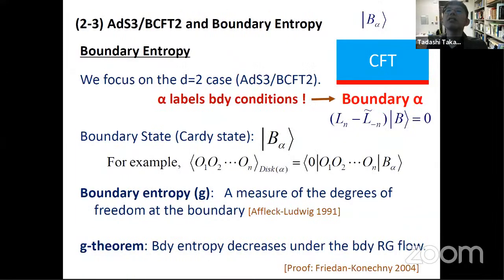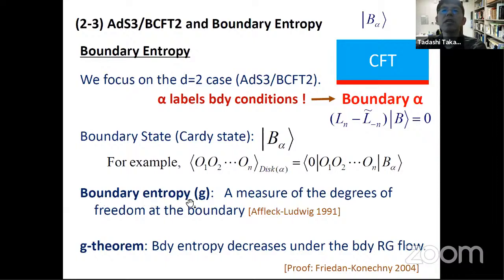And then we can think of a particular example. The simplest example is AdS3 and BCFT2. And there, the entanglement entropy is related to a very important quantity called boundary entropy, which is a kind of analog of the central charge in a 2-dimensional conformal field theory. So we are talking about a 2-dimensional conformal field theory with boundary, and the boundary is labeled by alpha. And as we mentioned, we're talking about some boundary described by a boundary state. This is called the Cardy state, and this is a disk amplitude written in terms of an endpoint function inserted in this boundary state right here.